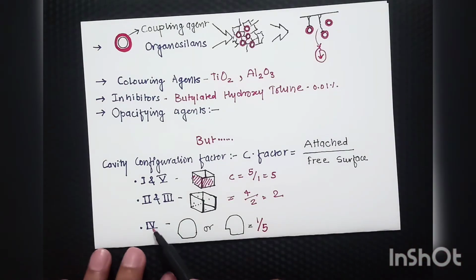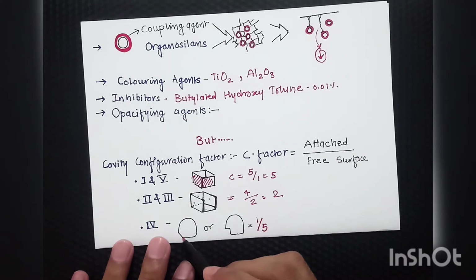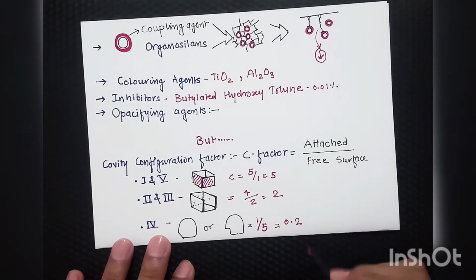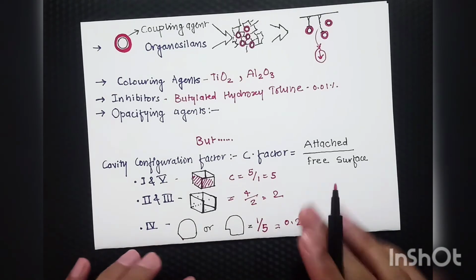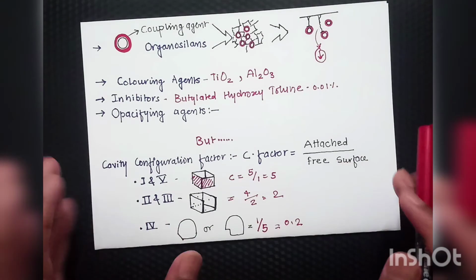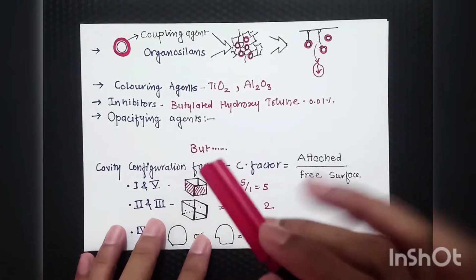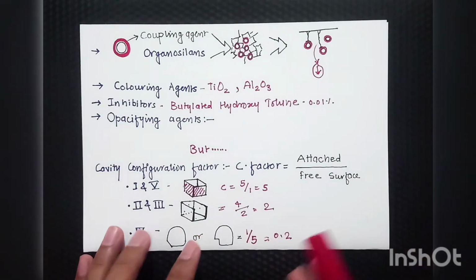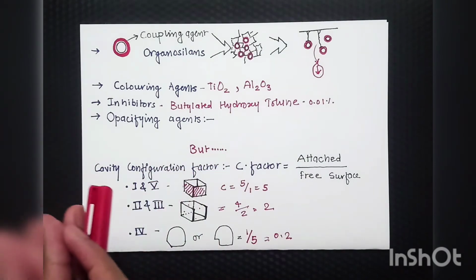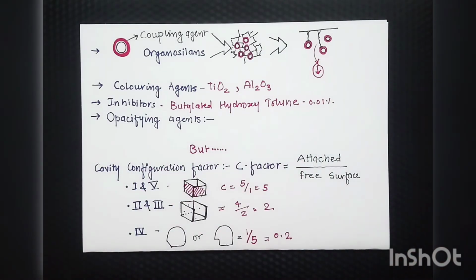And last is class 4 cavity preparation. It may have 1 or 2 surfaces attached. Based on that, we have 1 by 5, that is 0.2 C factor. So these are different types of C factors, and based on that we can predict the nature of detachment or how much stress will be produced at the junction of the cavity and the composite resin. So how can we reduce this detachment, this breakage of the bond between the composite resin and tooth structures? For that we have to add bonding agents.